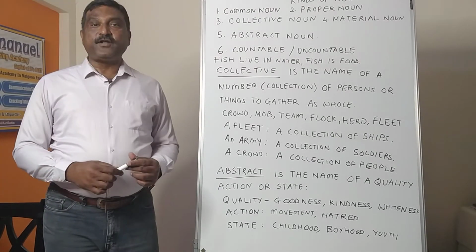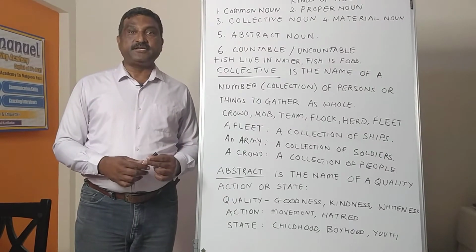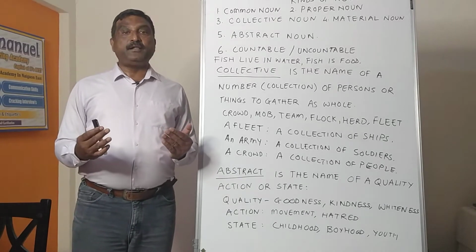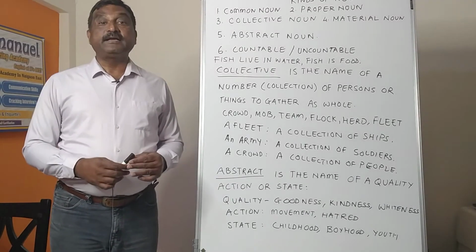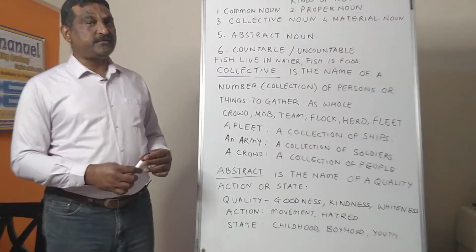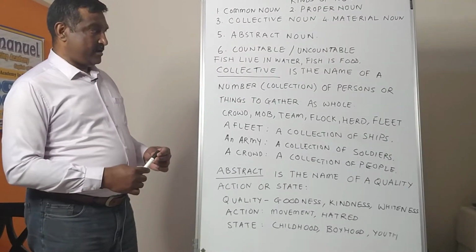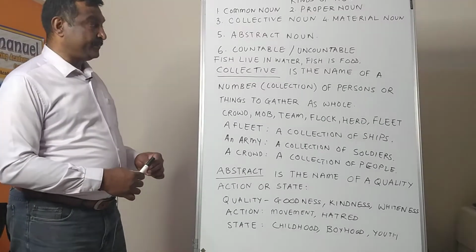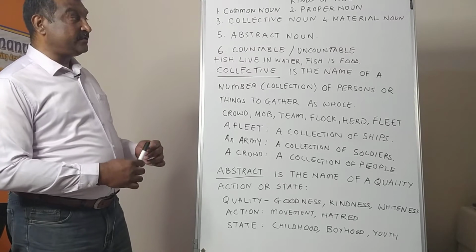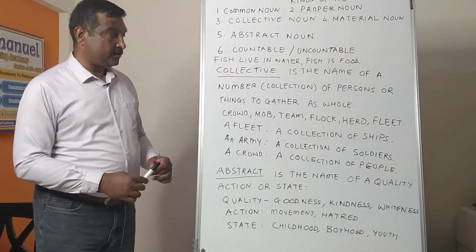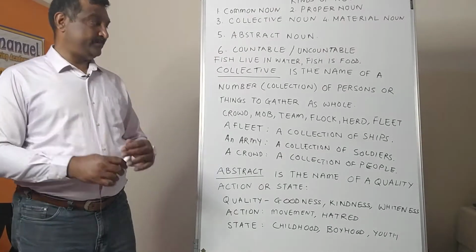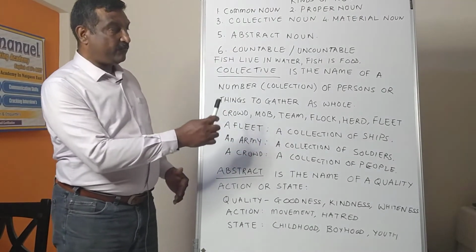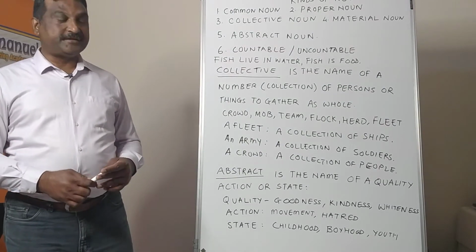So next is the collective noun. The name itself suggests collection, collective. A collection of objects, things, people. These are all called collective nouns. As the definition says, a collective noun is a name of a number, collection of persons or things together as a whole. Now we have crowd, mob, team, flock, herd, fleet.